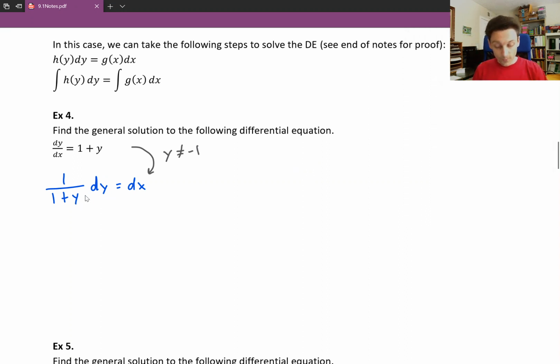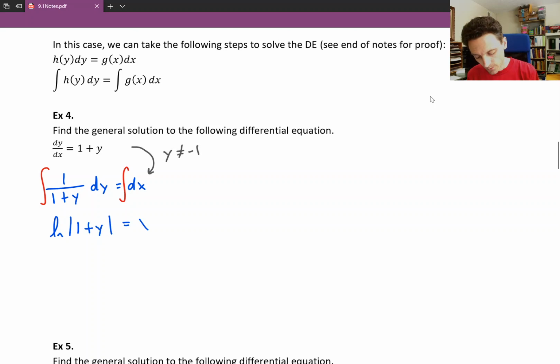Now that the y's are separated from the x's, x's are on the right, y's are on the left, we can integrate both sides. On the left side we have ln of the absolute value of 1 plus y, and on the right side the integral of 1 with respect to x would be x. We're going to put our plus c here because we're done integrating. We don't want to forget about that.